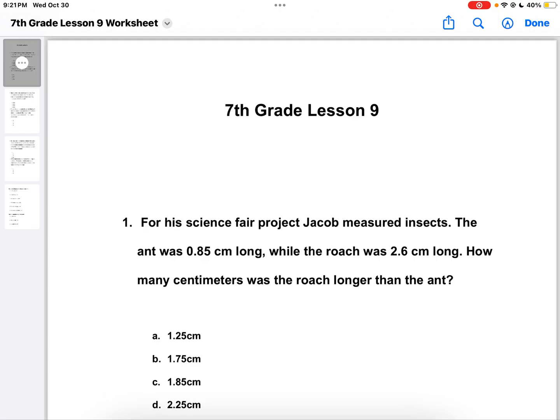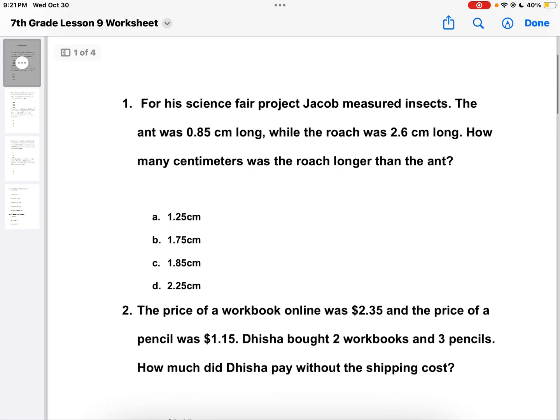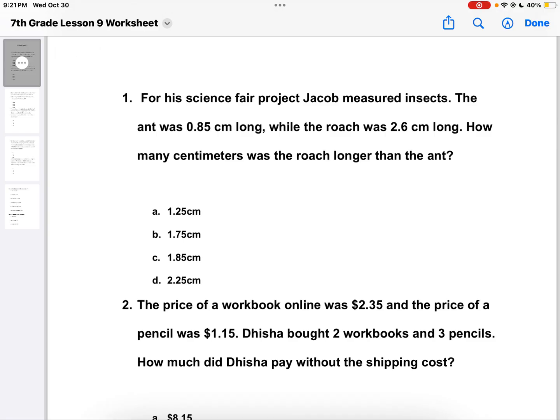Today we'll be doing lesson 9, so let's move on to number 1. For a science fair project, Jacob measures insects. The ant was 0.85 centimeters long, while the roach was 2.6 centimeters long. How many centimeters was the roach longer than the ant?